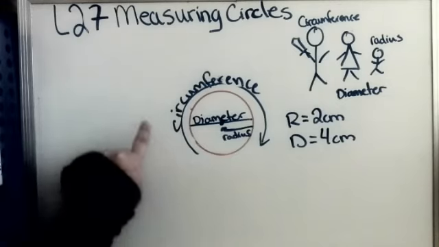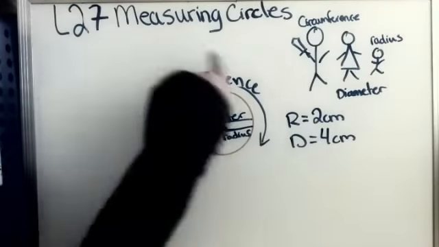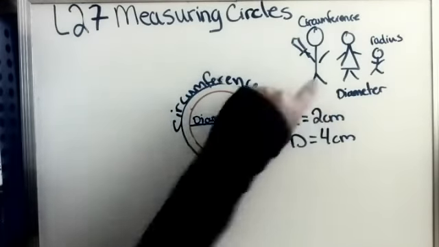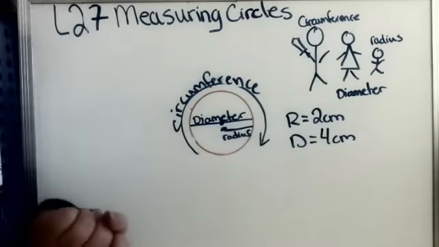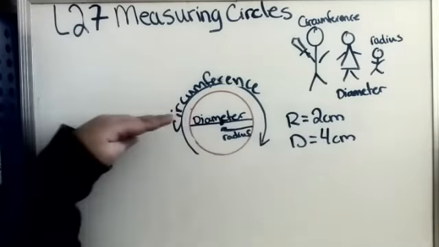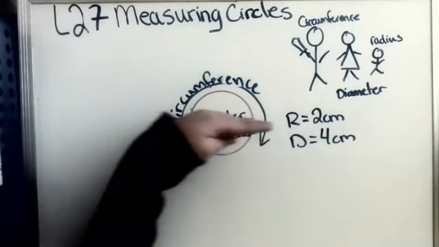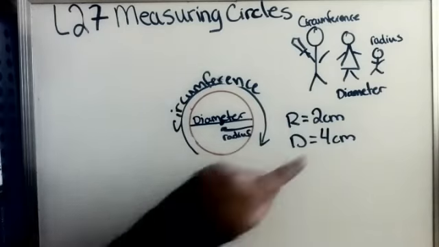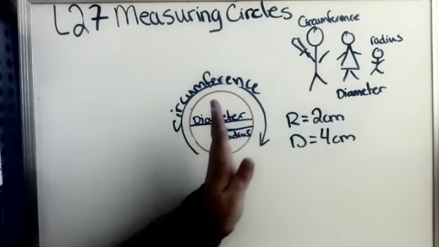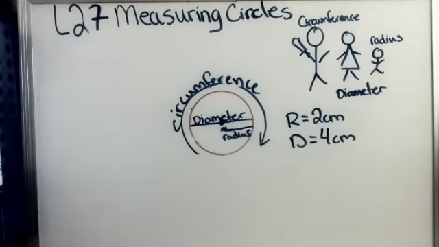So again, that is circumference is around the outside. He is the knight. He is the biggest knight of the round table. Diameter is his wife. She is the next biggest. She is all the way across the middle of the circle. And radius, being the smallest, is halfway across the middle of the circle.